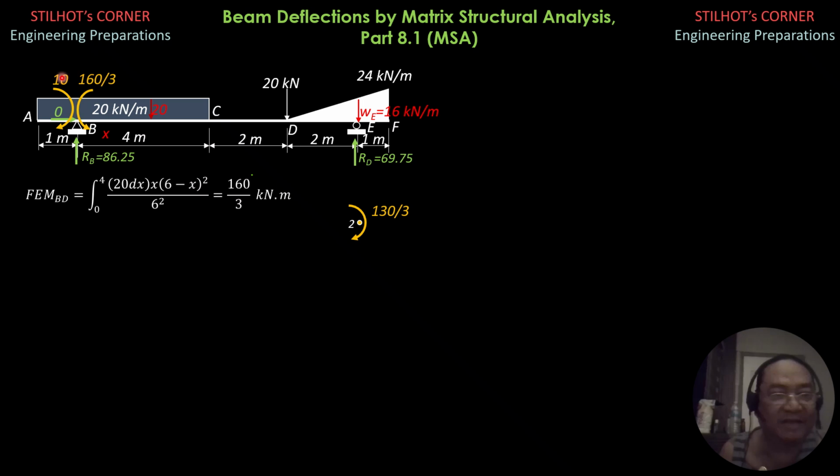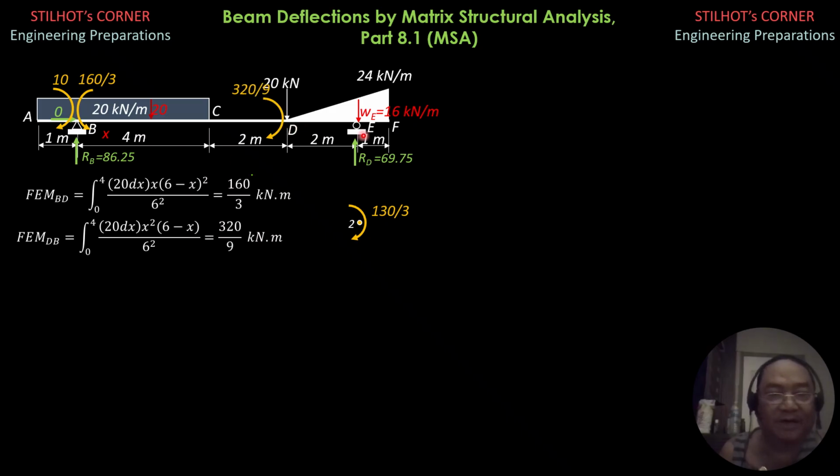So the net loading at B, we are interested only in the moment. So 10 minus 160 over 3 is negative 130 over 3. So that's clockwise at 2. Then fixed end moment DB is integral 20 dx x squared 6 minus x over 6 squared, 0 to 4, and that is equal to 320 over 9 kilonewton meter as shown.